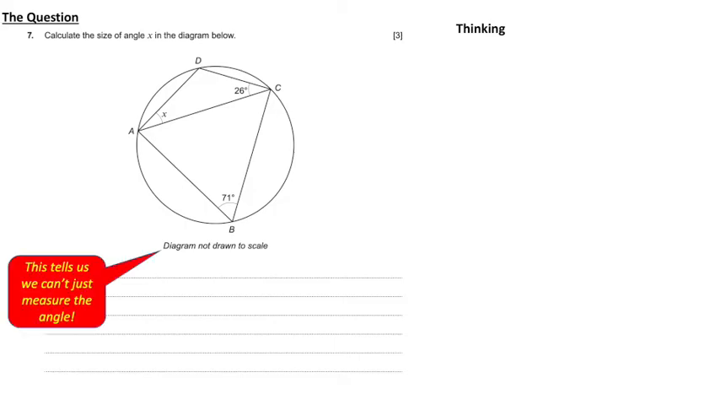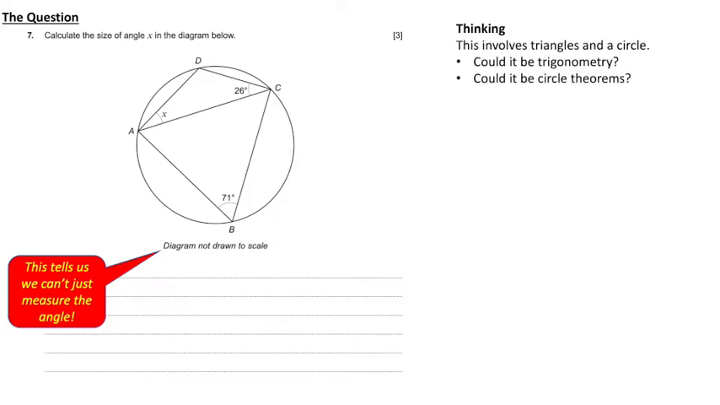The first thing to notice is that the diagram is not drawn to scale, and it says so, and that tells us we can't just measure the angles with a protractor. Okay, so we've got triangles and we have a circle, so it could be trigonometry, could be circle theorems. The angles in a triangle add up to 180 degrees, and this will probably come into it.